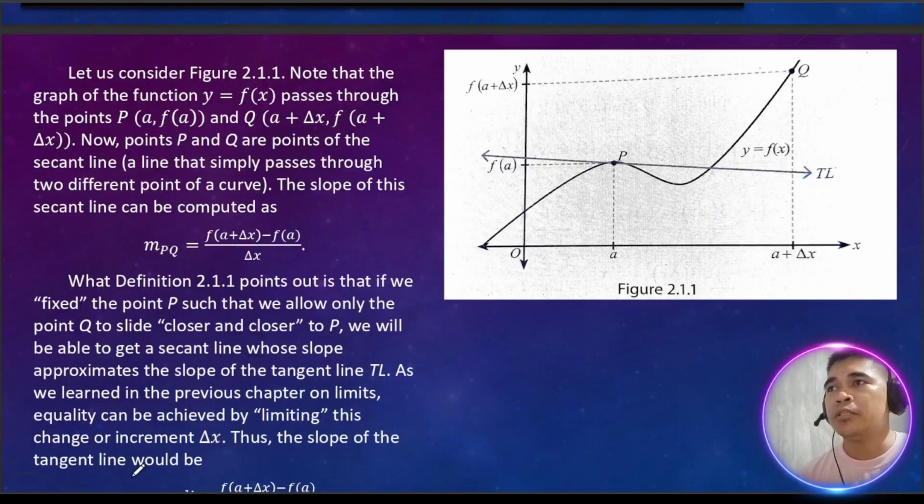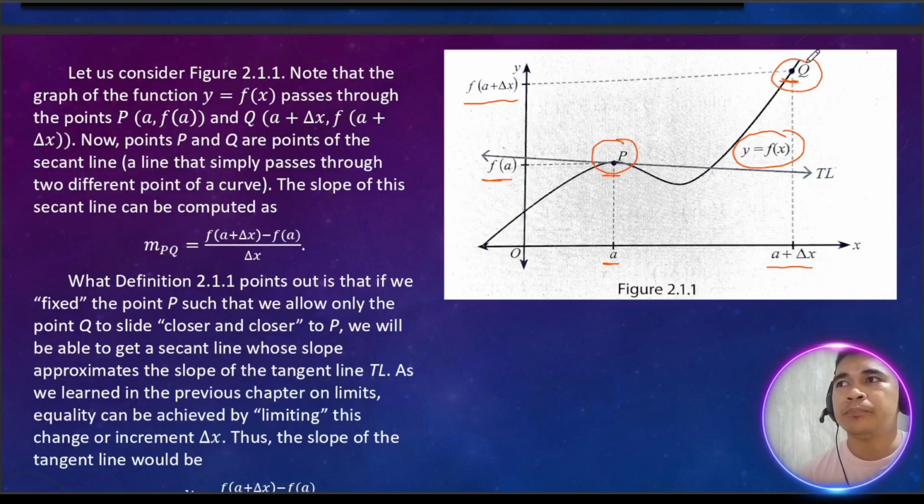So here, let us consider this figure 2.1.1. Note that the graph of the function y equals f of x passes through the point P. This is point P. We have A, and then we have f of A. It passes through the points P and Q here. This is Q. We have A plus delta x and f of A plus delta x. So we have 2 points, point P and point Q. These are points of the secant line.